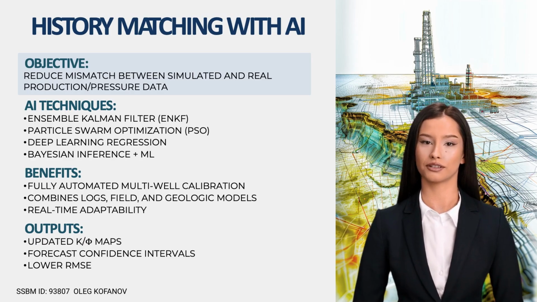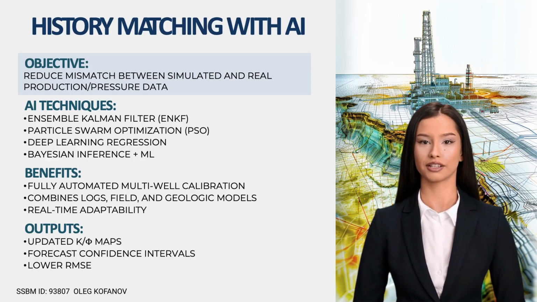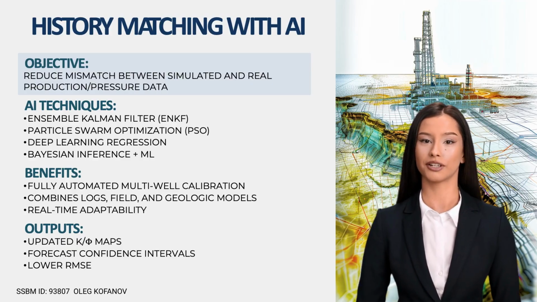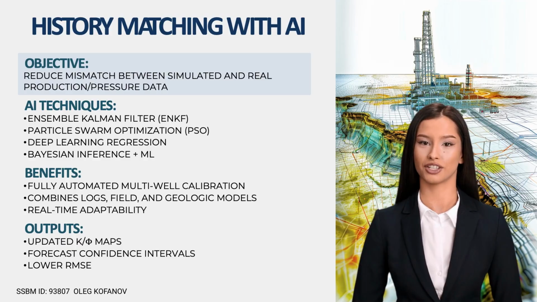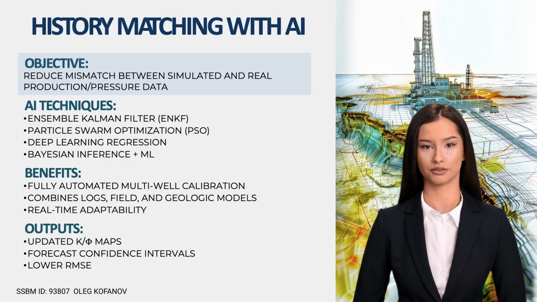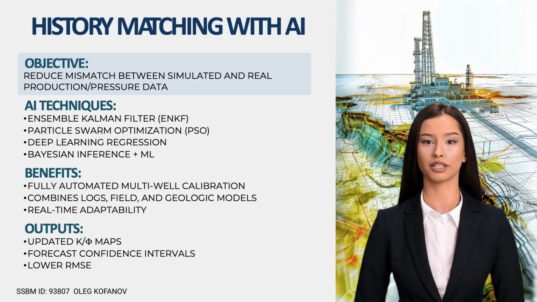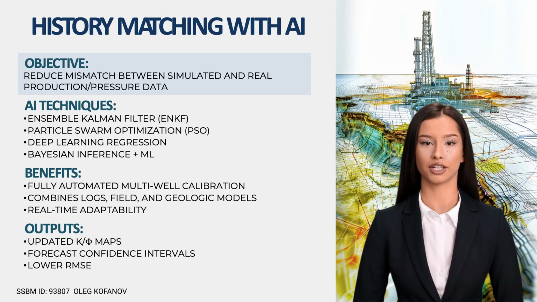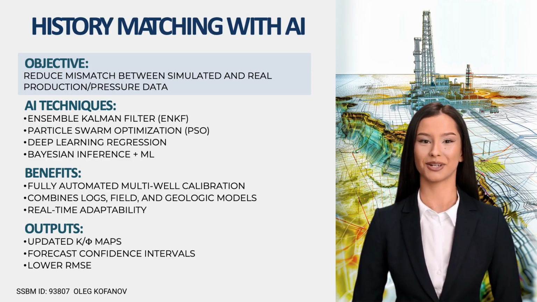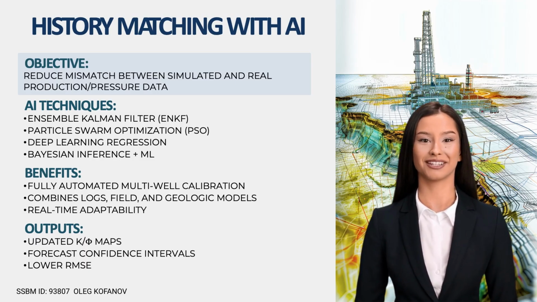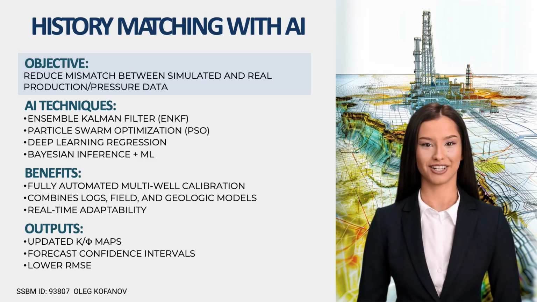One of the most critical challenges in reservoir modeling is minimizing the mismatch between simulated and actual production and pressure data. This process is known as history matching. With AI, we can now automate and optimize history matching using advanced techniques like the ensemble Kalman filter, particle swarm optimization, deep learning regression, and Bayesian inference. These tools allow us to calibrate multi-well models in a fully automated fashion, integrating logs, field data, and geologic models. The result is enhanced adaptability and the ability to update models in near real time. The benefits include significantly improved permeability and porosity maps, better forecast confidence intervals, and overall lower root mean square error in model predictions.